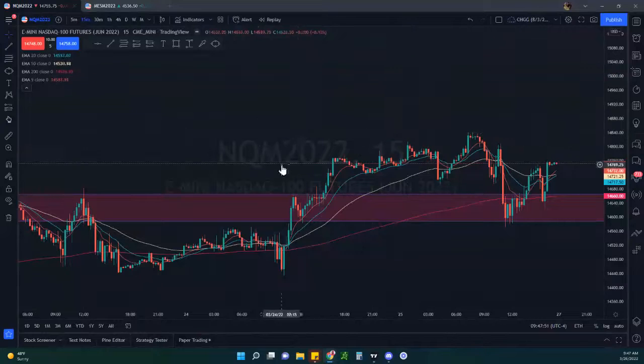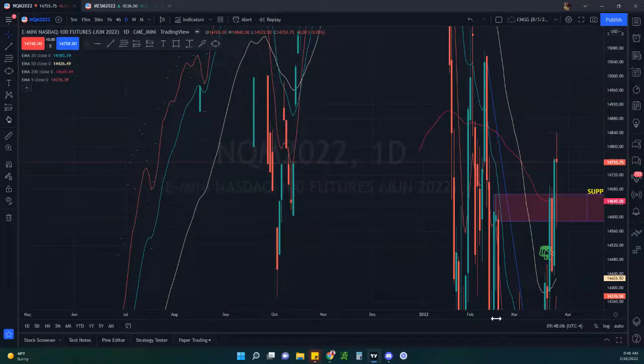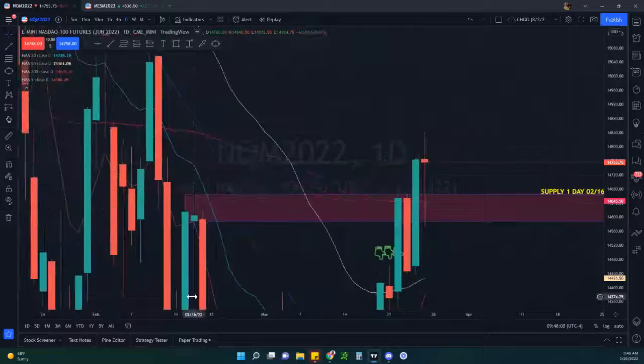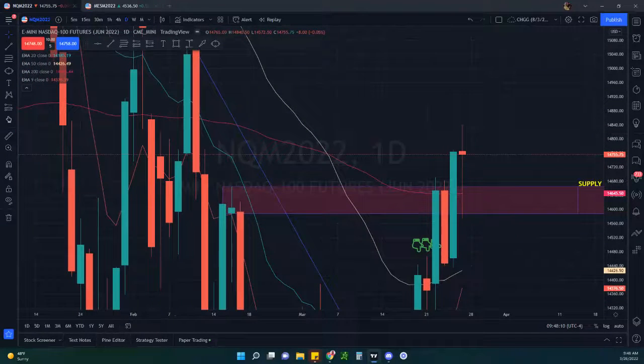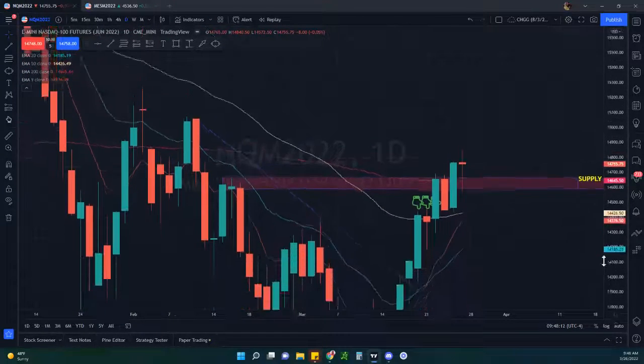So whenever you're looking at a chart, this is the NQ, basically the NASDAQ. You always want to start with the larger time frame. So what I do before even looking at any trades for entries and exits, I'm always looking at the daily, because we need to know direction. That's the most important thing, is to know direction.